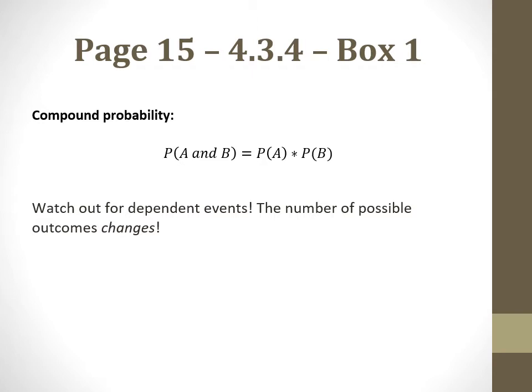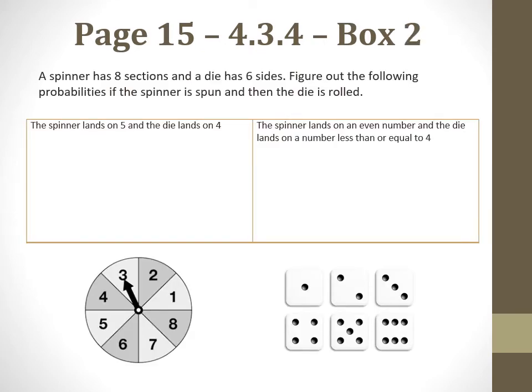And the one thing to watch out for is dependent events. Then the number of possible outcomes changes, meaning that you may have to watch out for that and change the denominator for the second probability. So let's take a look at some examples.